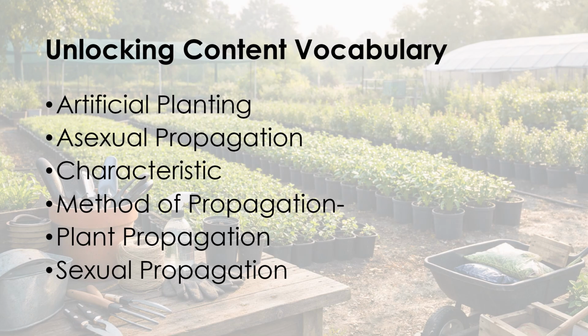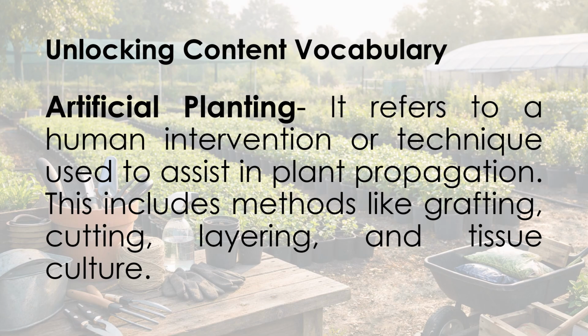Before we go deeper into the selection of planting materials, let us first unlock some important vocabulary. These terms will guide our understanding. Artificial planting. It refers to a human intervention or technique used to assist in plant propagation. This includes methods like grafting, cutting, layering, and tissue culture. Examples of these are farmers plant rice seedlings in rows in a paddy field instead of waiting for seeds to scatter naturally.